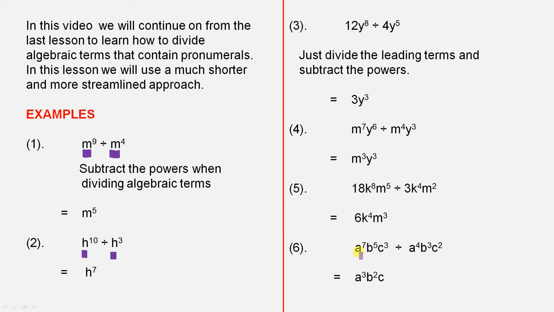For this one here, we have three pronumerals. Look at the a's first. 7 minus 4 is 3. Then you look at the b's. 5 minus 3 is 2. And then you look at the c's. 3 minus 2 is 1. So that's a fairly straightforward approach.